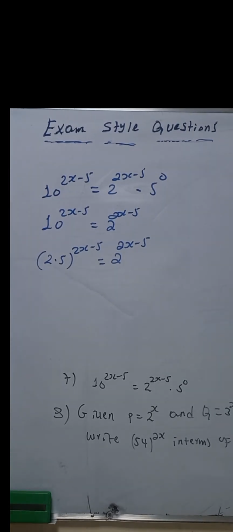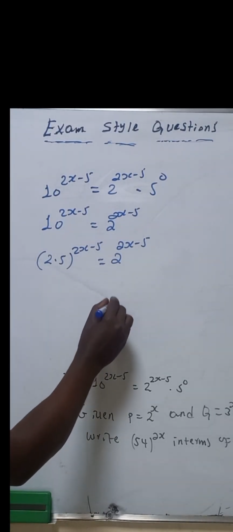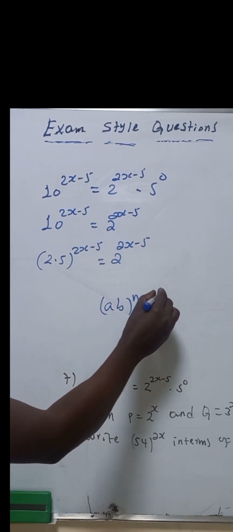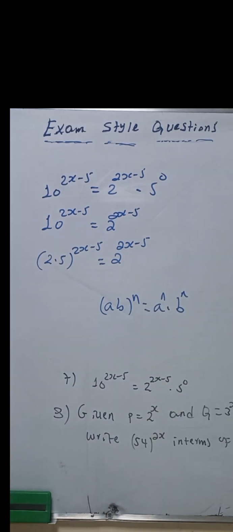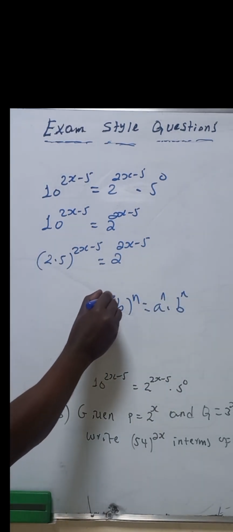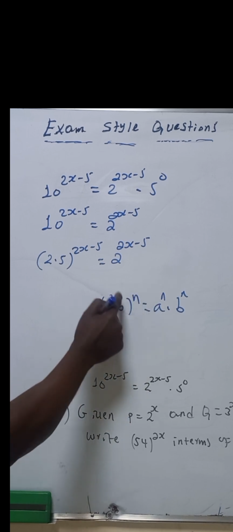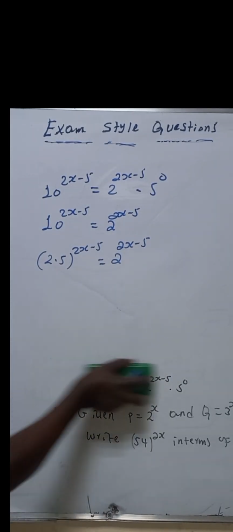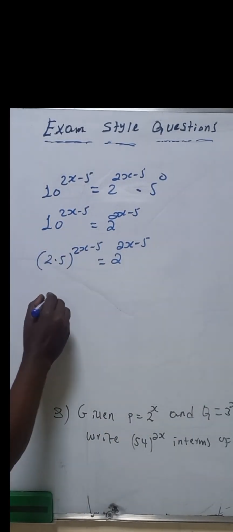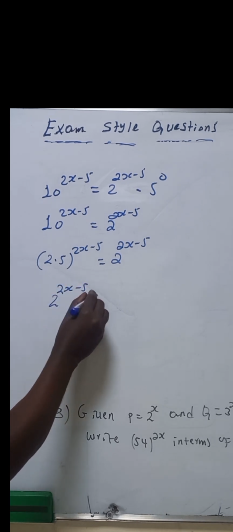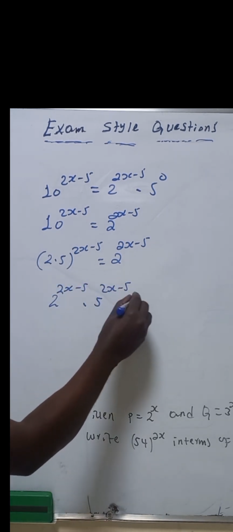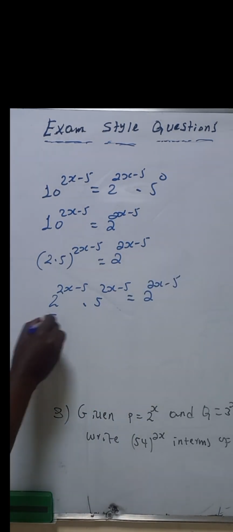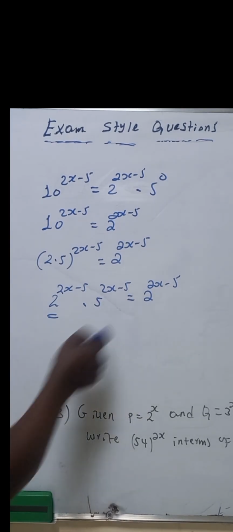As you know, (ab) to the power of n, when we remove the bracket, is a to the power of n times b to the power of n. When we remove this, you multiply the exponent for a and b, 1 times n and 1 times n, so a to the power of n, b to the power of n. Based on this, it means 2 to the power of 2x minus 5 times 5 to the power of 2x minus 5, which is going to be 10 to the power of 2x minus 5. So I have the same expression here on both sides.